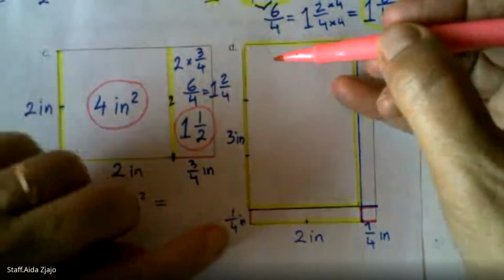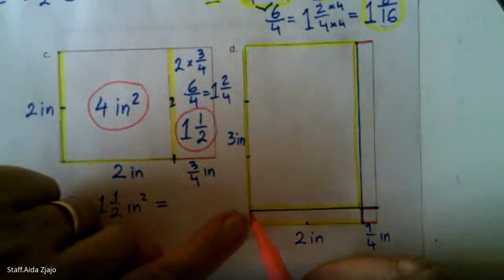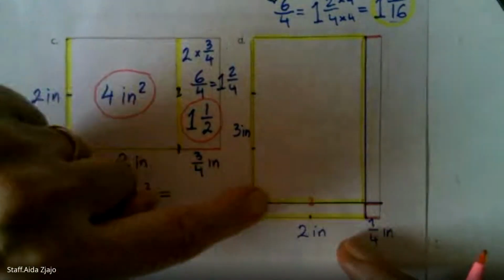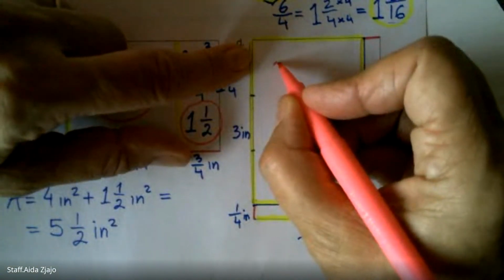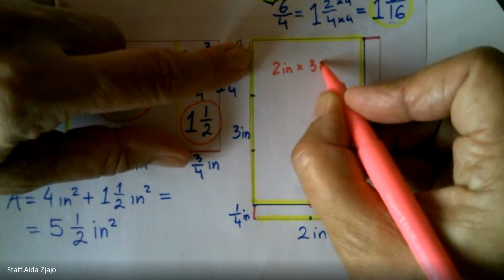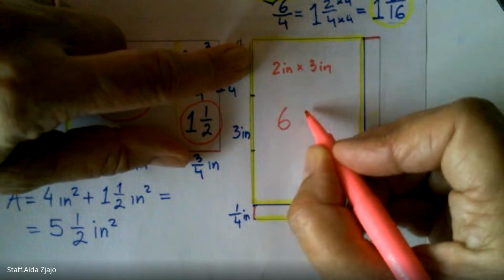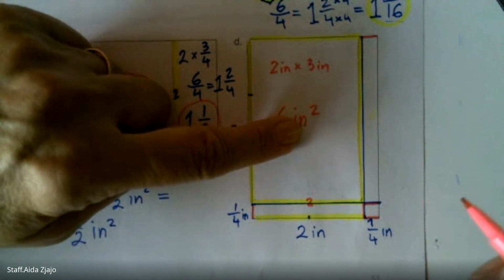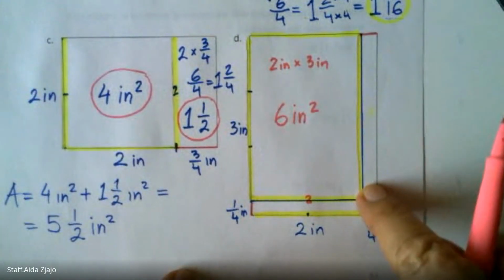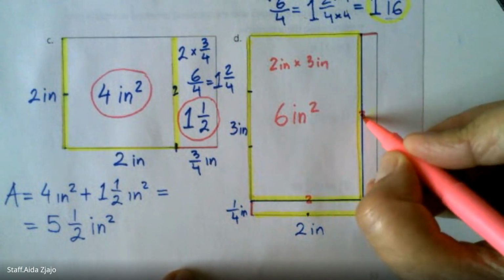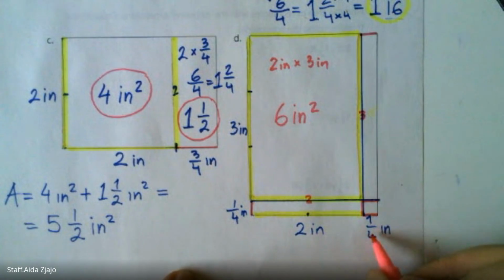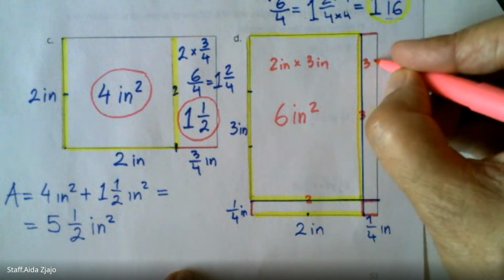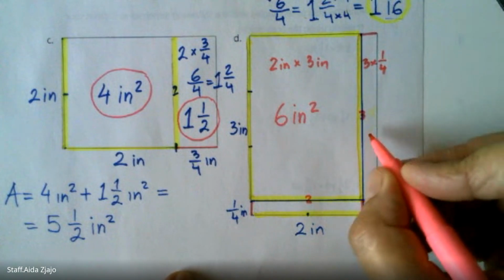So length times width, or length times width. So this is 2 by 3, 2 inches times 3 inches equals 6 square inches. This area is 6 square inches. Now, this area right here, this line is 3, and this line is 1/4. So this is 3 times 1/4, which is 3/4.